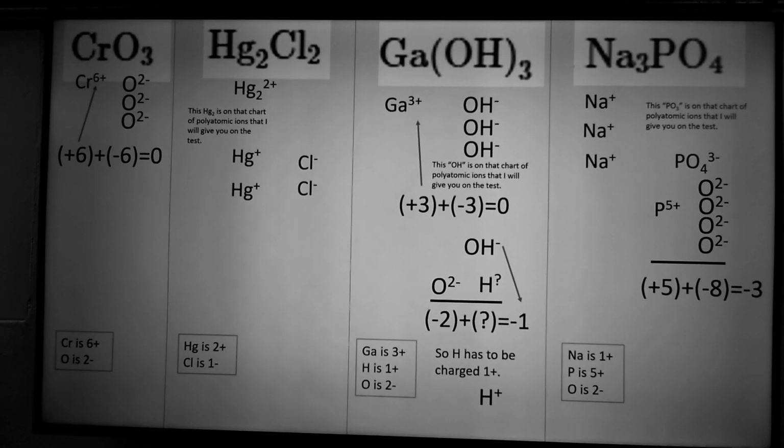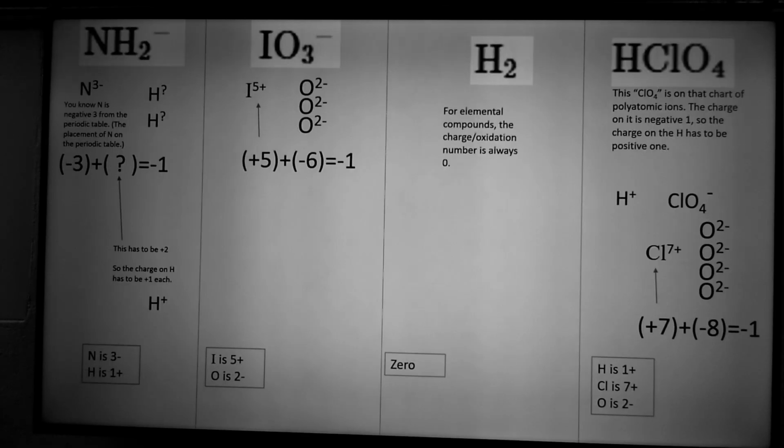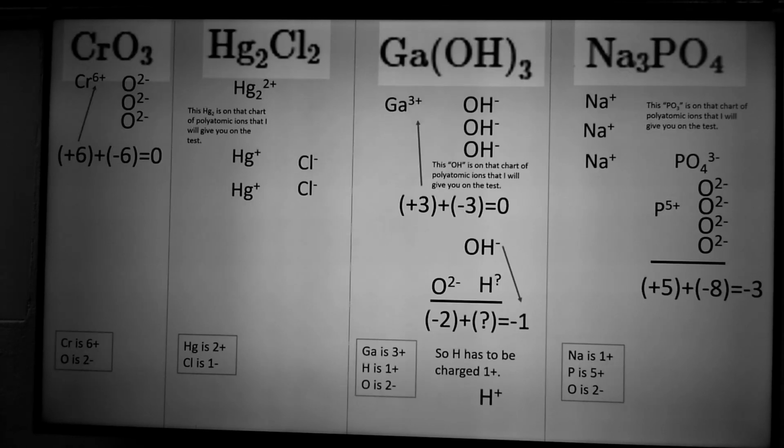Here's a bunch more examples. I gave you some for practice, so I'll go over this. But look at the CrO3 there. You split the oxygen, there's 3 of them. There's no charge there, so it needs to equal 0 over here.